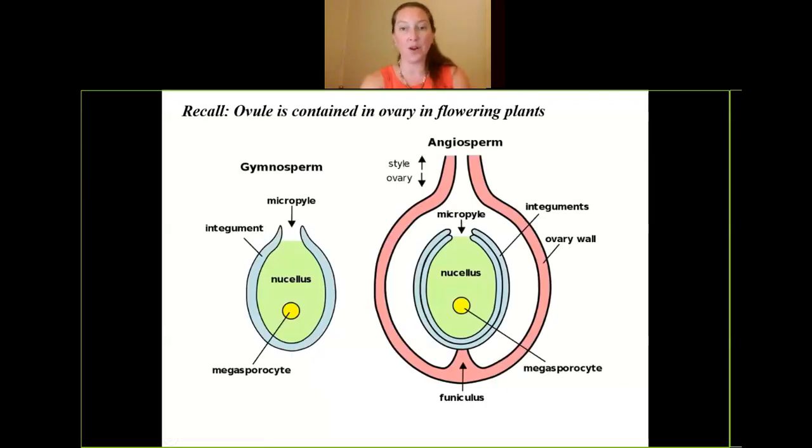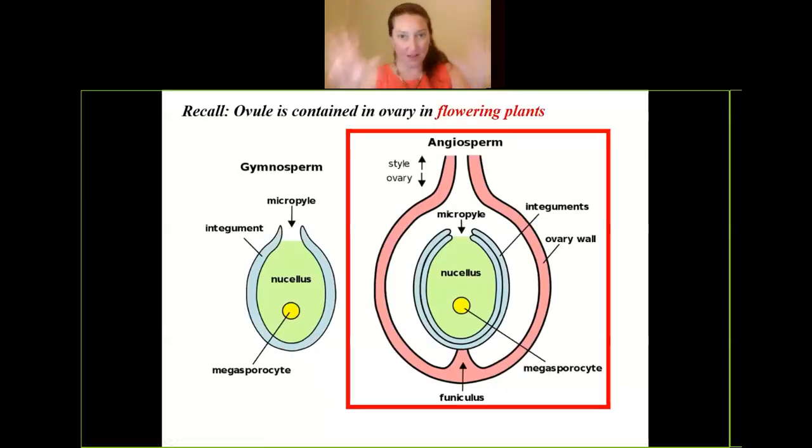And we've seen this before. It's just to really get it to stick. Gymnosperms: ovules are naked and exposed. Later, seeds are naked and exposed. Angiosperms: ovules are inside of a container, which is called an ovary, right? And here you can see the ovary in kind of a pink color.